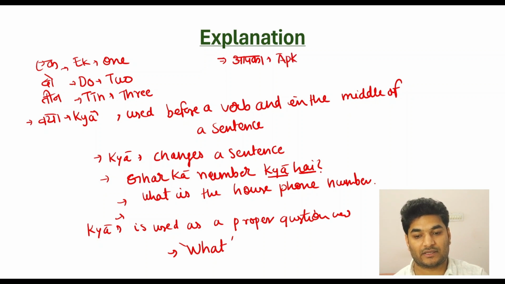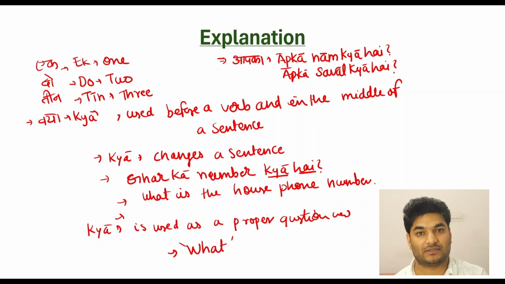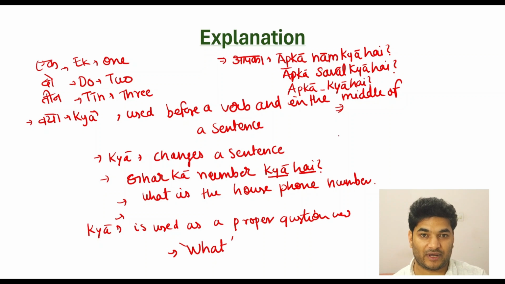Or I should write the translation. आपका नाम क्या है? What is your name? आपका सवाल क्या है? What is your question? आपका ब्लड ग्रुप क्या है? What is your blood group? So क्या is used as a proper question word. If we use kya before the main verb, then it plays the role of what. Then it is what exactly.